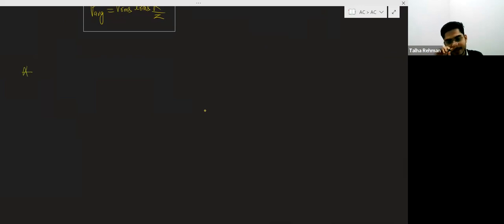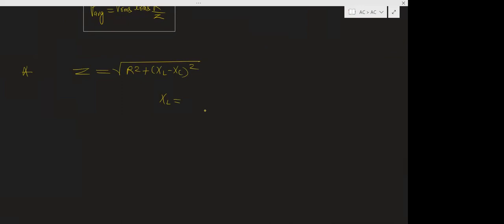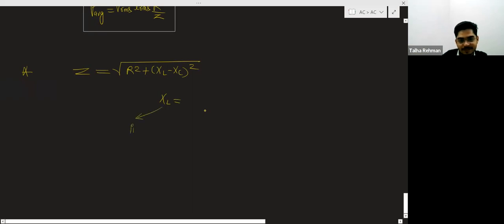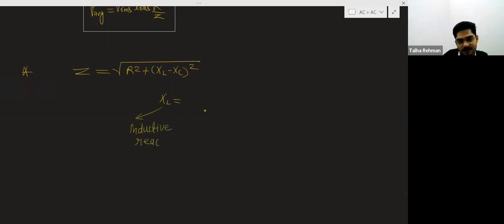In a series LCR circuit, what is the impedance Z? Impedance Z is equal to the square root of R squared plus (XL minus XC) squared. What is XL? Capacitive or inductive? Nafisa, what is XL? Inductive reactance.